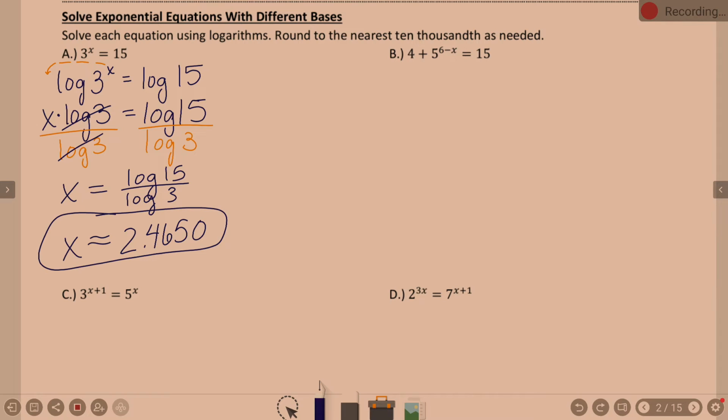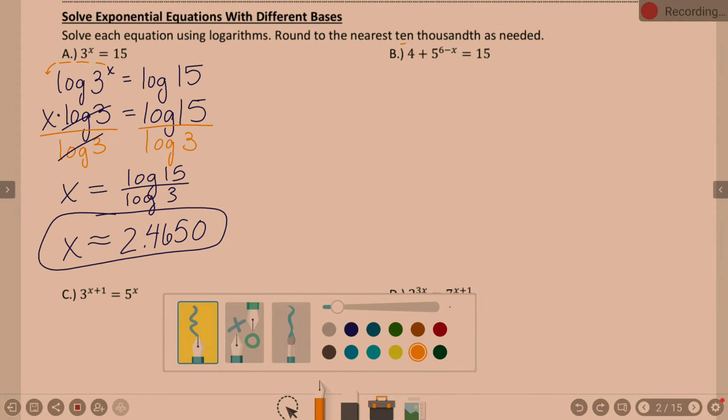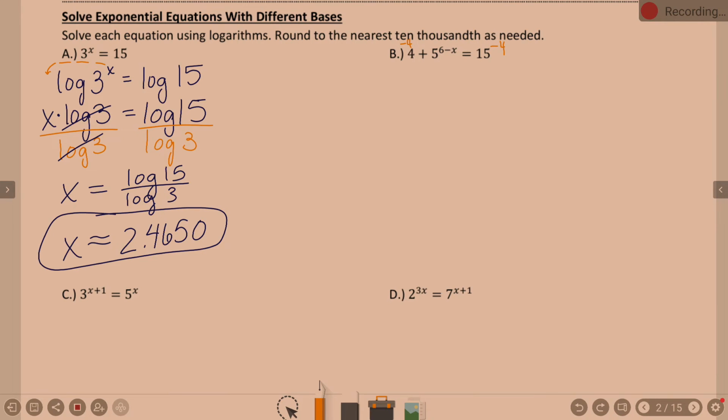Now, B. What's different about B? Yeah. We don't have just the number to the base. We have a piece added. So here's what I'm going to say. You don't want to take the log of both sides yet. What do you think we should do first? Let's subtract the 4 over so we can get that base by itself. So if I subtract 4 over, those 4's cancel. 5 to the 6 minus x equals 11.